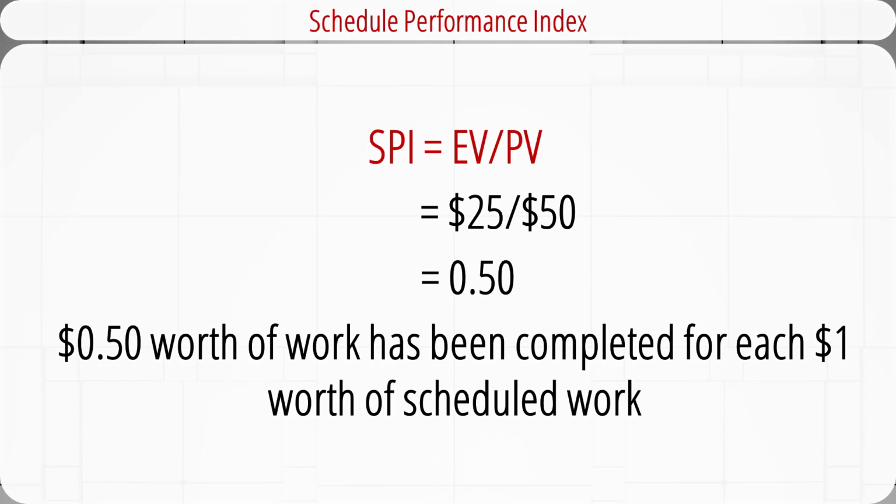Schedule performance index, or SPI, is equal to the earned value divided by the planned value. For example, at the end of the third week, the earned value is $25 and the planned value is $50. The schedule performance index is equal to $25 divided by $50 and equal to 0.5. It means $0.5 worth of work has been completed for each $1 worth of scheduled work.